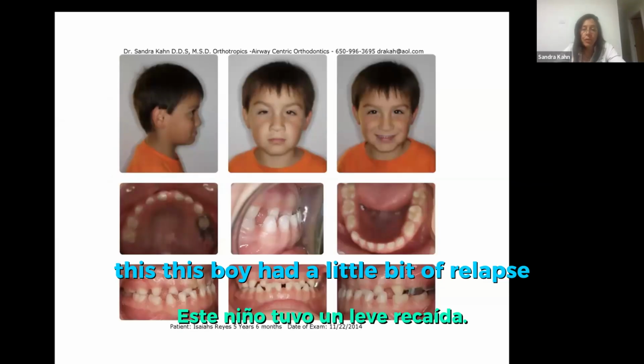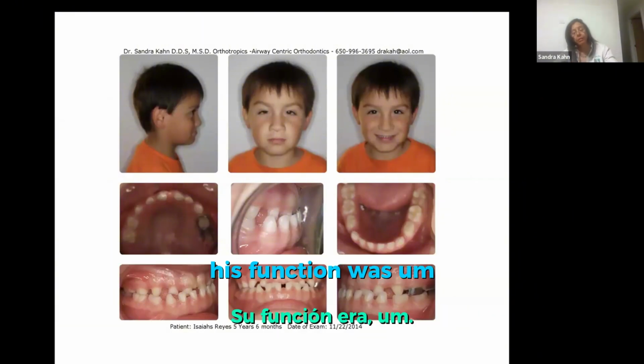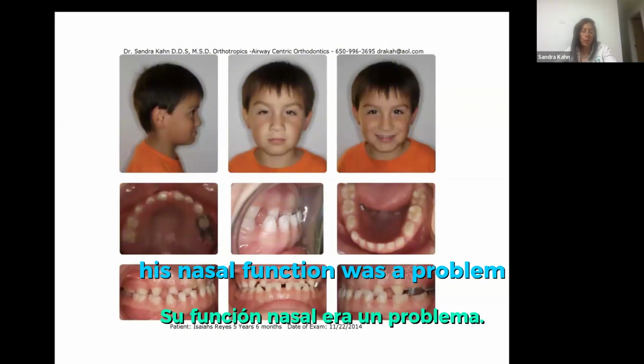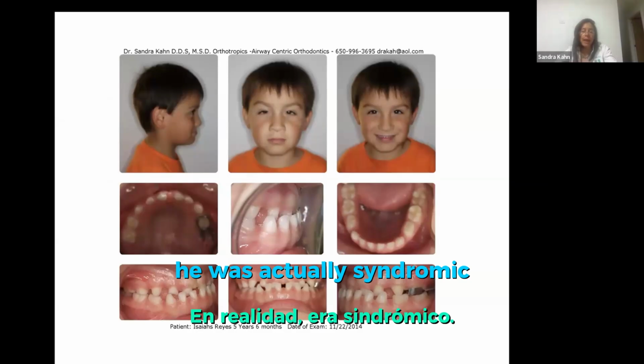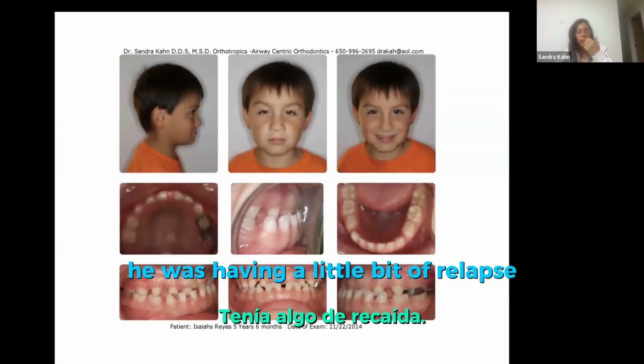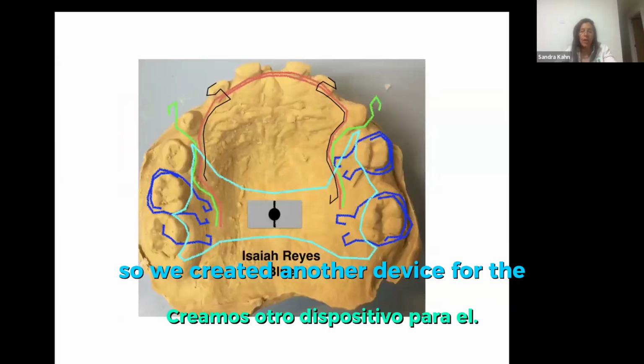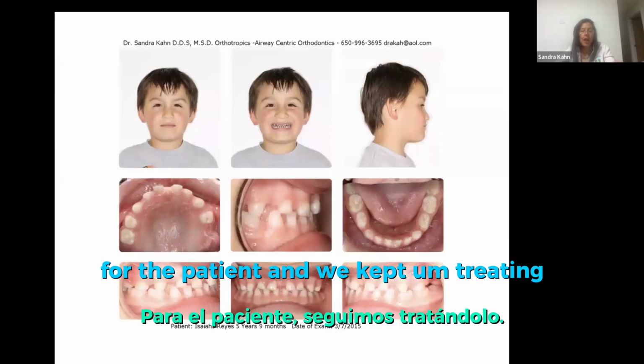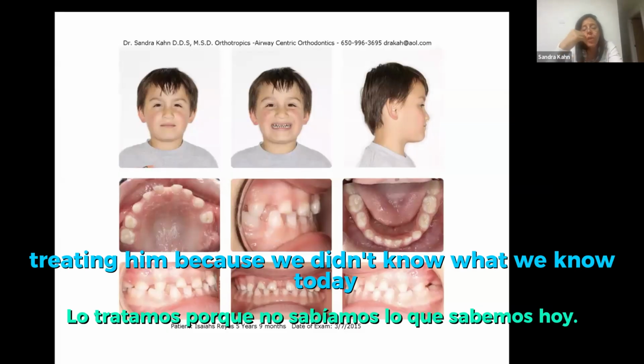This boy had a little bit of relapse. His nasal function was a problem. He was actually syndromic, and by the time he was 5, he was having a little bit of relapse. So we created another device for the patient, and we kept treating him, because we didn't know what we know today.